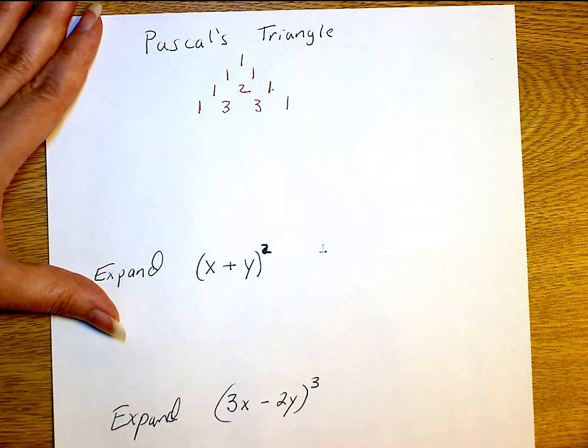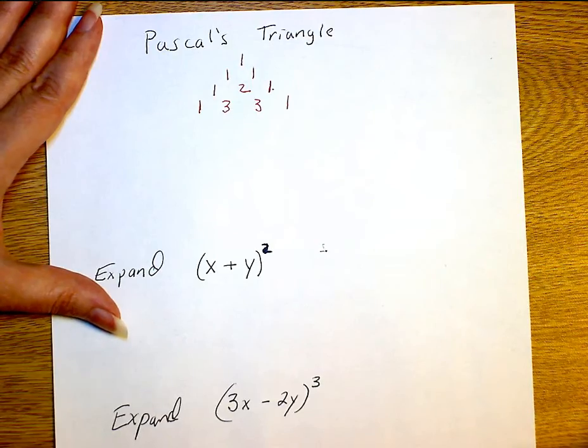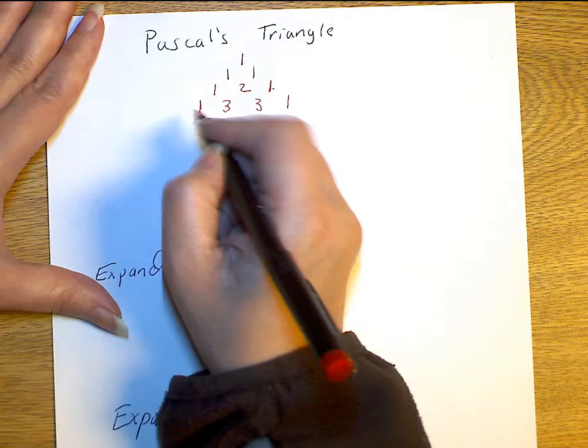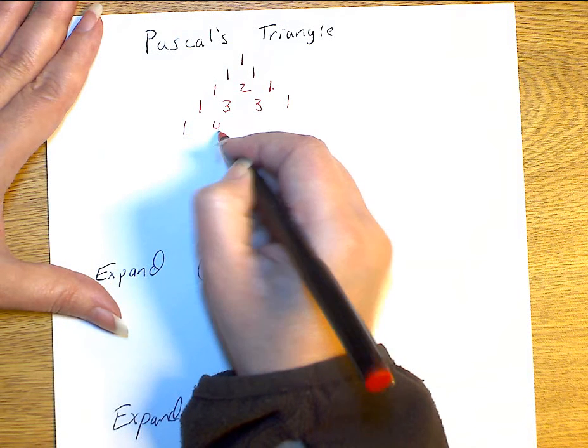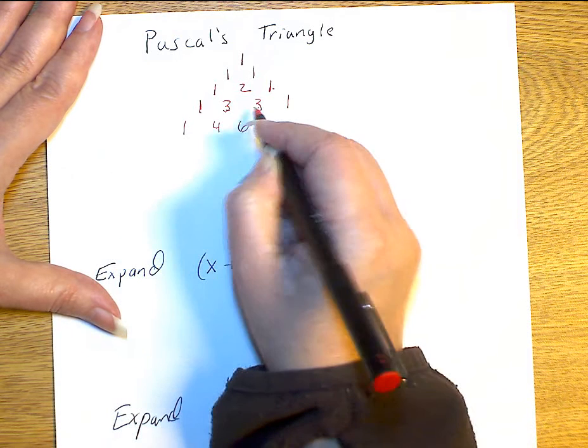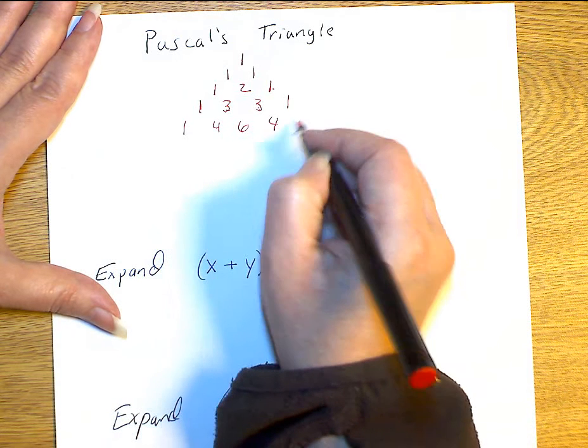I want you to think of the next row. I want you to try for that next row. So it would be 1, 1 and 3 is 4, 3 and 3 is 6, 3 and 1 is 4, and then you offset it with a 1.